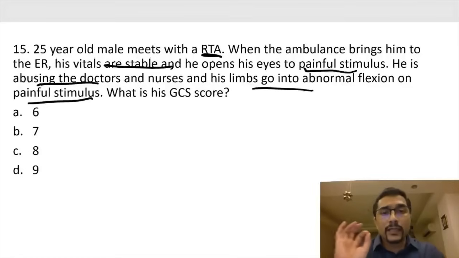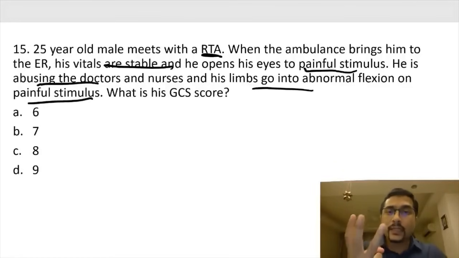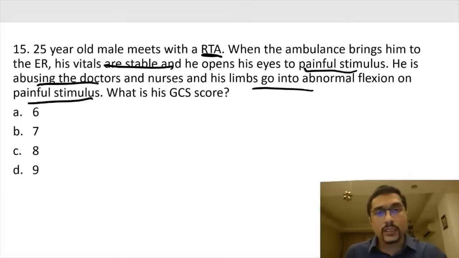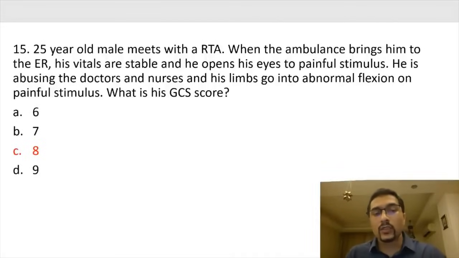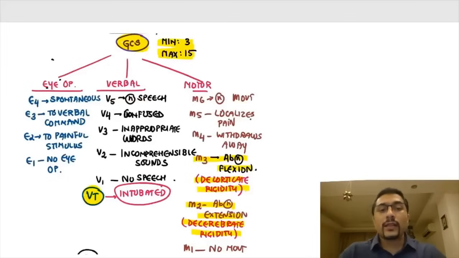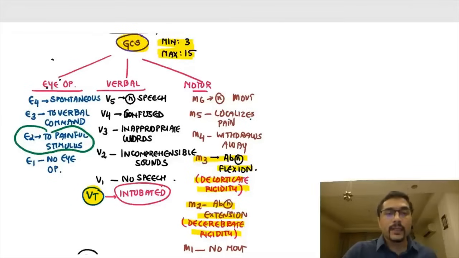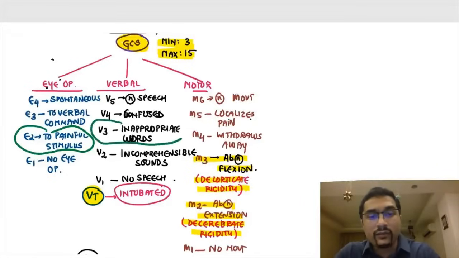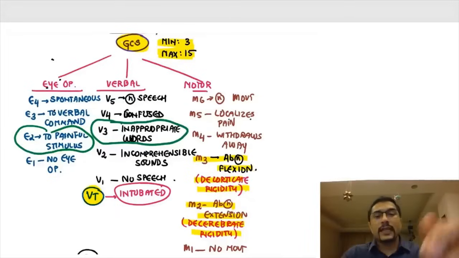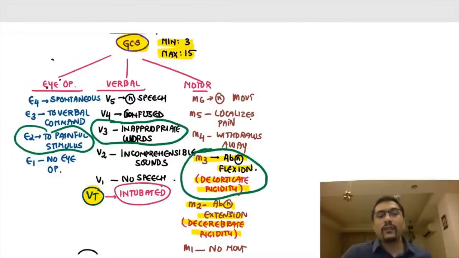So you need to memorize the GCS score. You know it has three components: eye opening, verbal response and motor response. And if you add them up here, the score turns out to be 8. How? So you can see that eye opening is to painful stimulus, that is E2, right? He is abusing the doctors or abusing the nurses means inappropriate words. So common in head injury patients, common in patients who are under the influence of alcohol. So V3, inappropriate words. And abnormal flexion, that is another 3. This is abnormal flexion or decorticate rigidity. So the score here is 8.